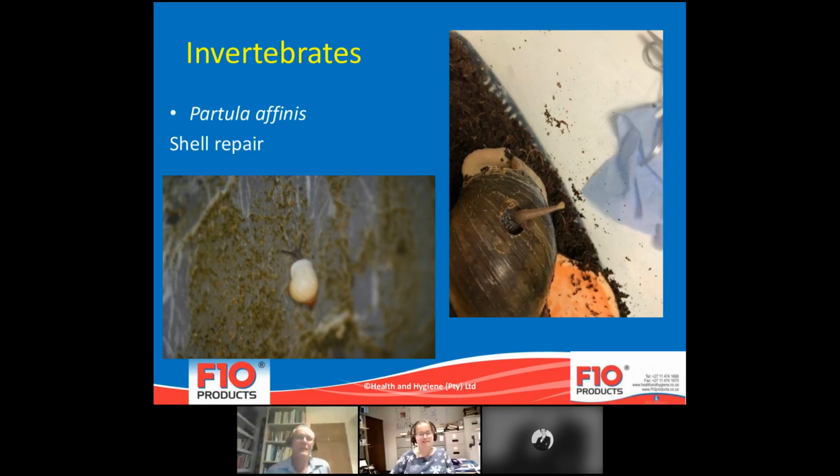But I could only find one invertebrate example, and this is in Partula affinis. So we have quite a few species of Partula here at the zoo. These are highly endangered snails from islands in the Pacific, some of which we've had literally the only individuals in the whole world. So they're all quite important. They're also tiny, and we did once have one that had a full thickness shell fracture that was unstable, and we used pieces of boiled eggshell that had been sterilized in F10 to act as little bridging splints to stabilize the fracture in this little guy.